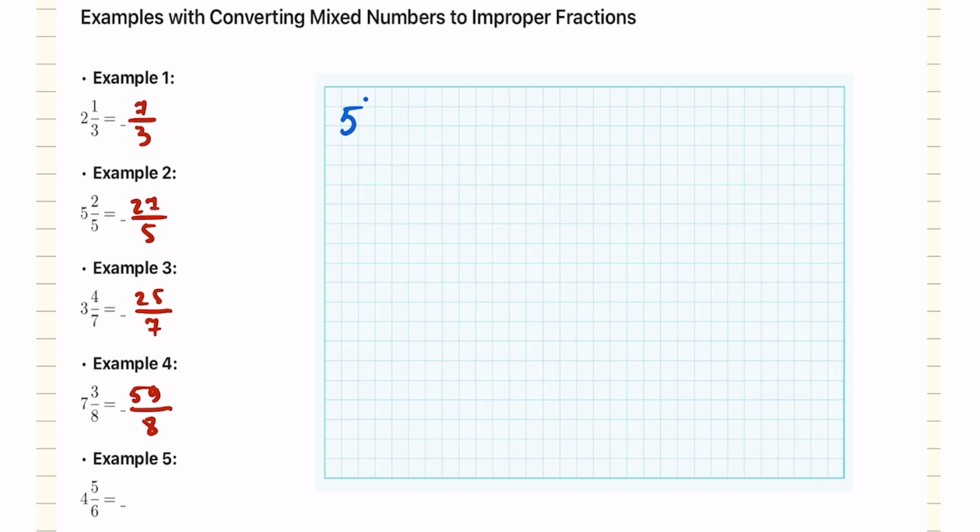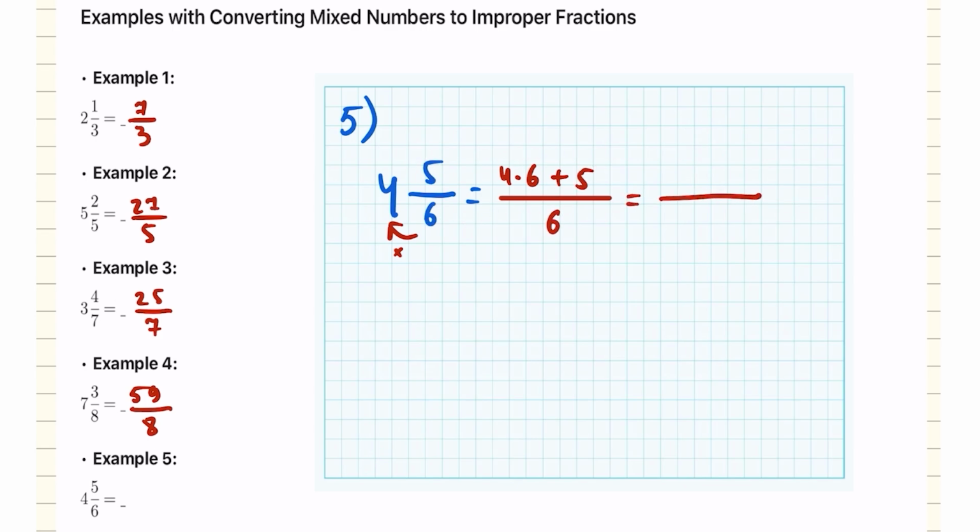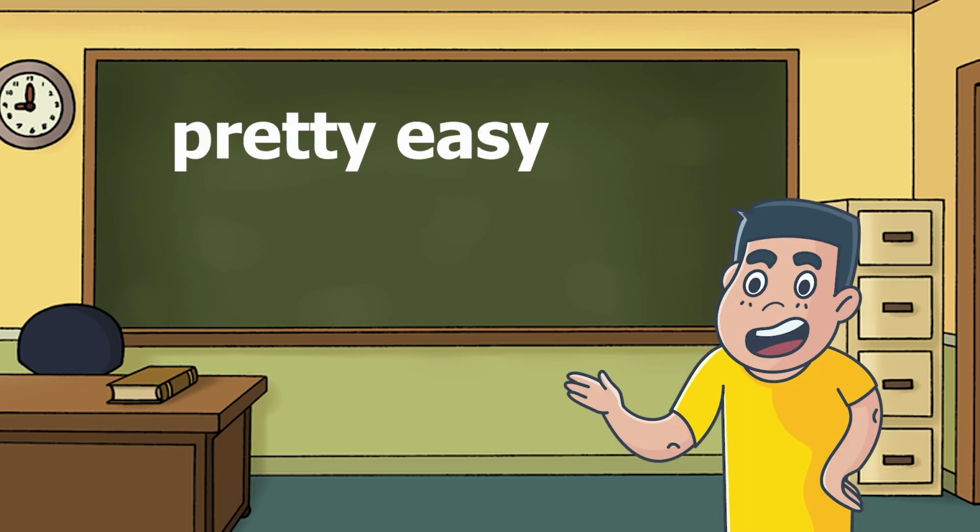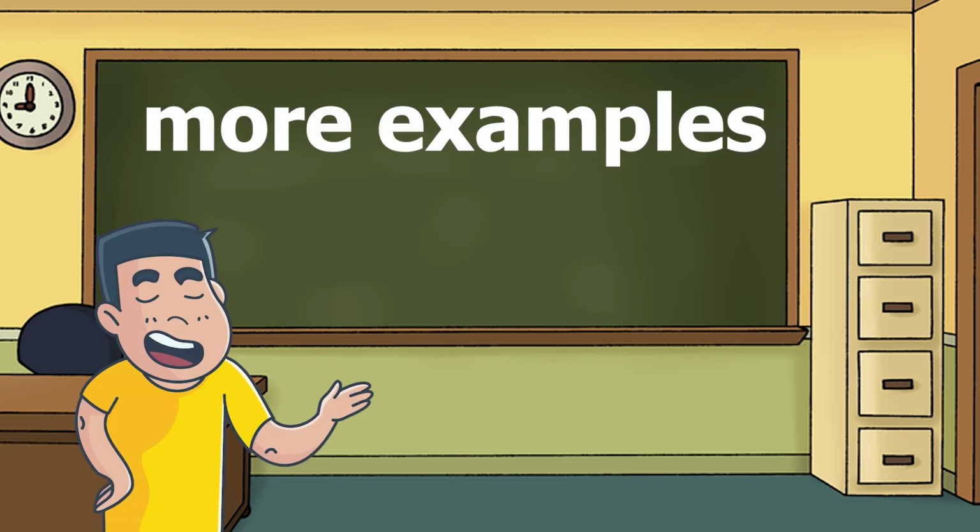And the fifth one, last one, we have 4 and 5 over 6. Doing the same thing. 6 times 4. 4 times 6, that's the same thing. Plus numerator 5 over denominator 6. This is equal to 24 plus 5 over 6. This is 29 over 6. 29 over 6, and that's the answer. Very well. It's not that hard as you see, but let's do a bit more examples just to make sure.